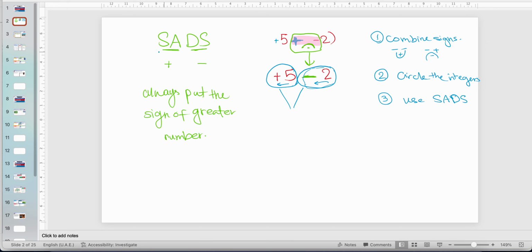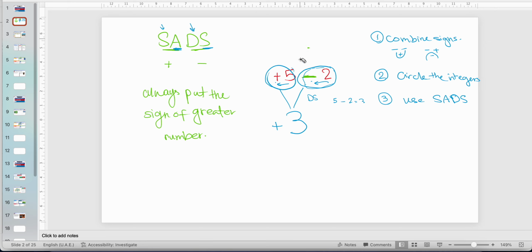SADS says if both numbers have the same sign, we need to add them. If they have different signs, we need to subtract them. So look at the signs, one negative and one positive. They are different signs, so I have to subtract them. Different signs, subtract. Yalla, on the side I'll take them. 5 and 2, I need to subtract them. 5 minus 2 is 3. My answer is 3, but it will take the sign of the greater number, which is positive. So the answer is positive 3.